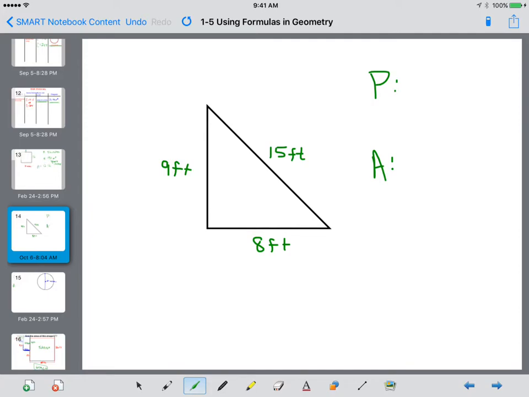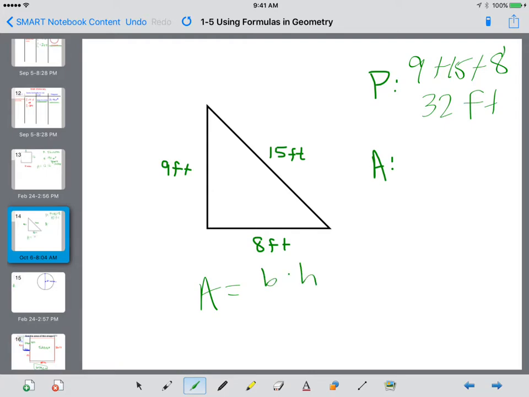Perimeter, we're going to add 9 plus 15 plus 8, which would give us 32 feet. And the area is base times height divided by 2. So 9 times 8 is 72, and cut that in half. We get 36 square feet.